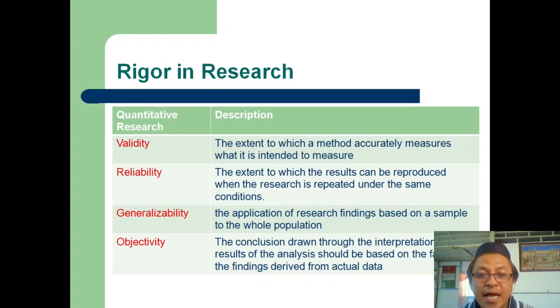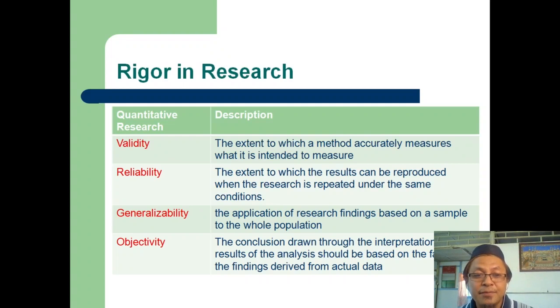Now, reliability is the extent to which the results can be reproduced when the research is repeated under the same conditions. That means you will get consistent findings. In survey research, especially when you are using a questionnaire, there is a specific measurement for measuring reliability. One of them is called Cronbach alpha, and then we also have composite reliability.